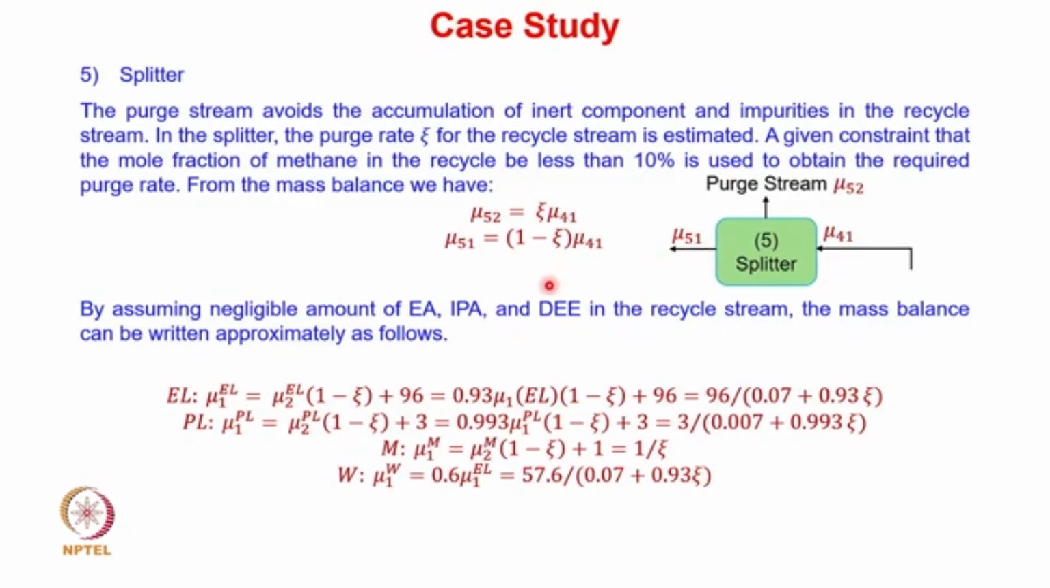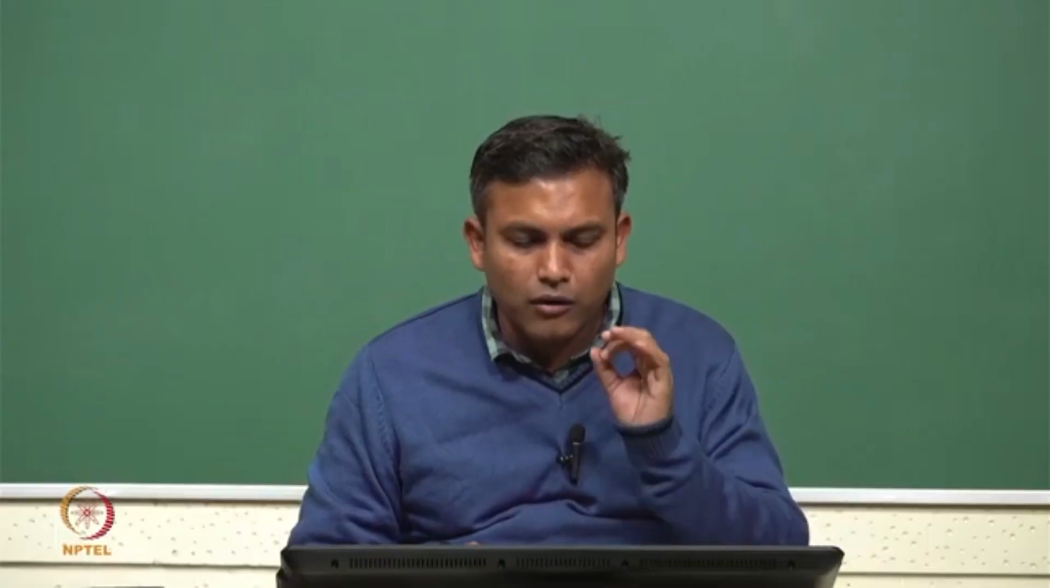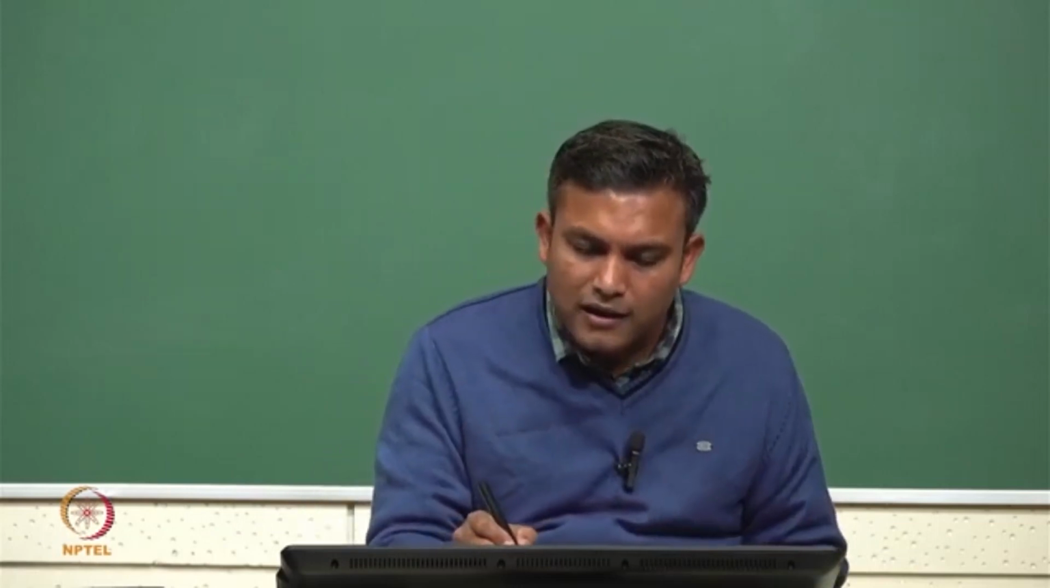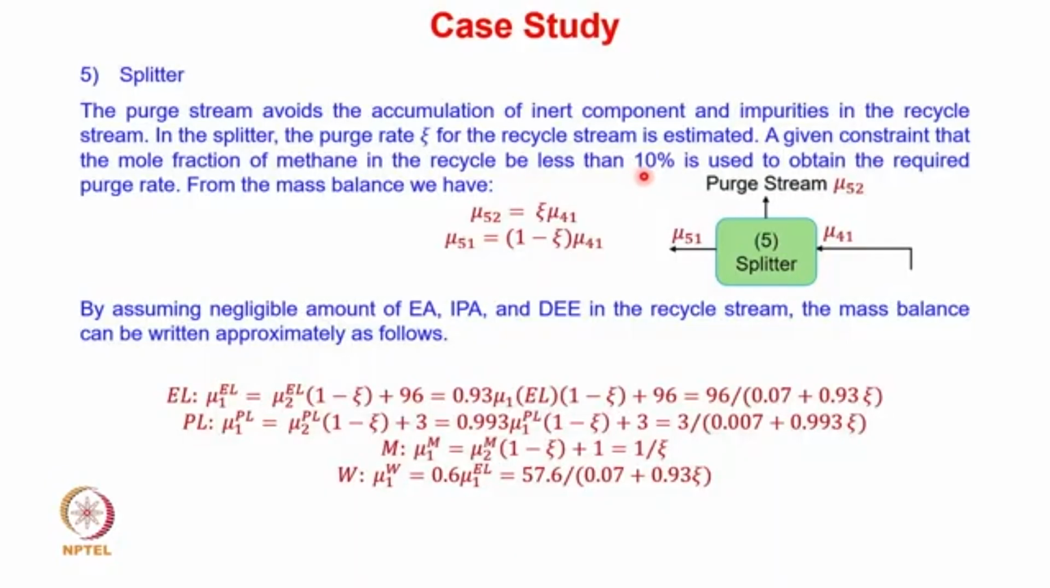Now in this case, you can see that this zeta value is unknown, and we can calculate this zeta value by using trial and error. So we can write down the mass balance considering the recycling of different components, and then we impose this constraint that the percentage of methane should not be more than 10%, isn't it? So with this we can calculate. Let's look at the mass balance here.